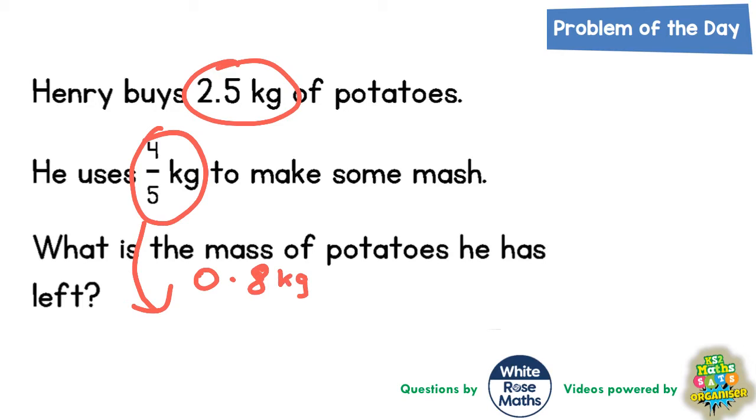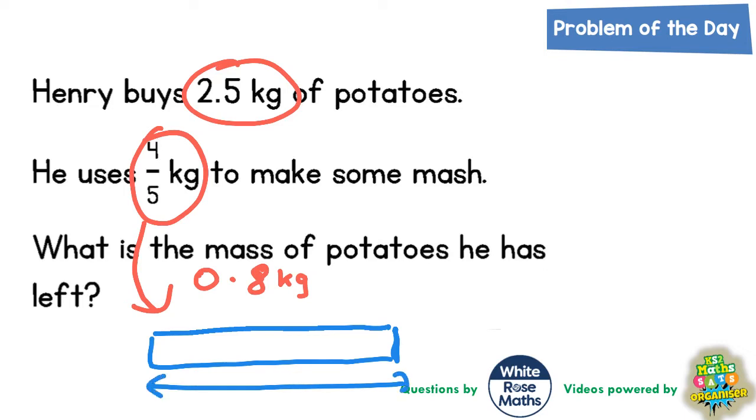But if you don't know it, then what we're going to do is draw a quick bar to illustrate where the 0.8 comes from. Well, obviously the whole bar is worth one whole one, and we're splitting it into fifths. So 1, 2, 3, 4, 5. So we've got 5 pieces.